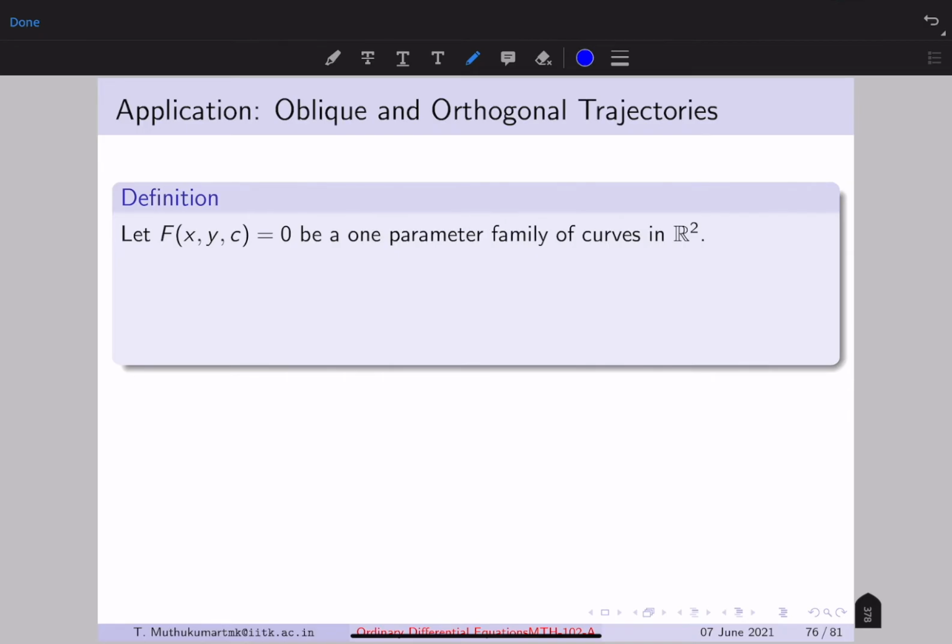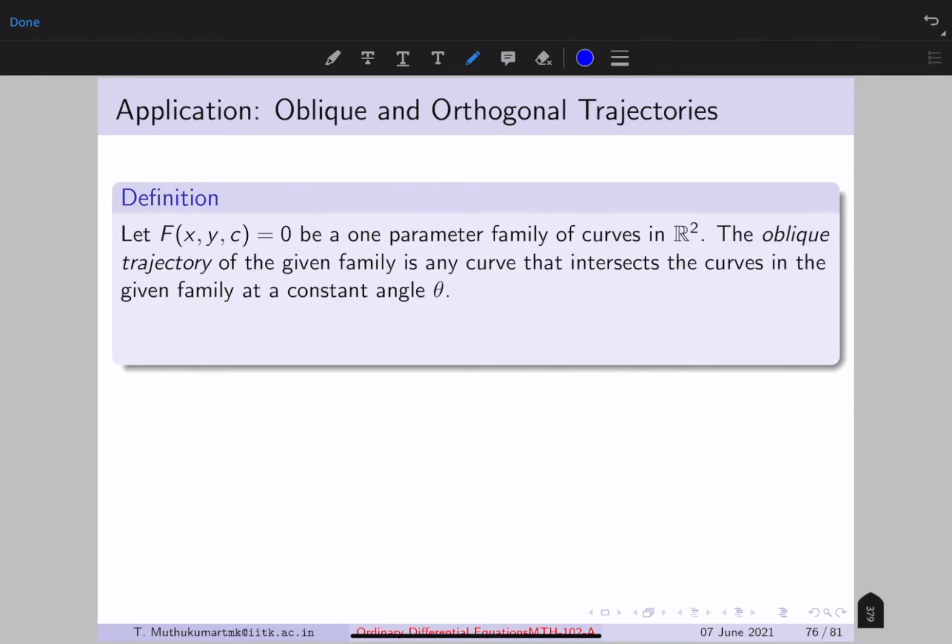Okay, so let's start with the definition of what is called an oblique trajectory and an orthogonal trajectory. So you have a one parameter family of curves, f(x, y). Now the oblique trajectory of the given family of curves is any curve that intersects the given family at a constant angle theta, right?